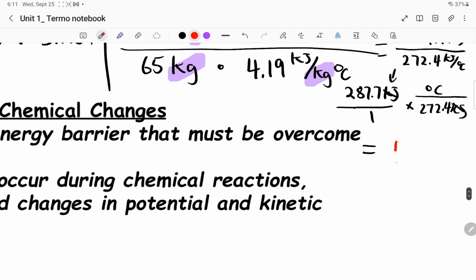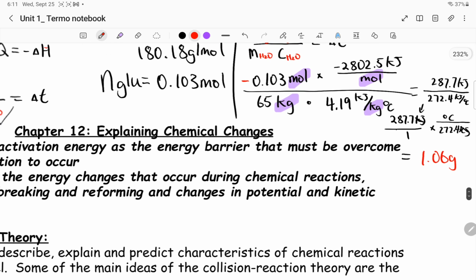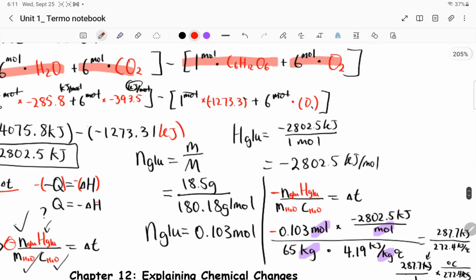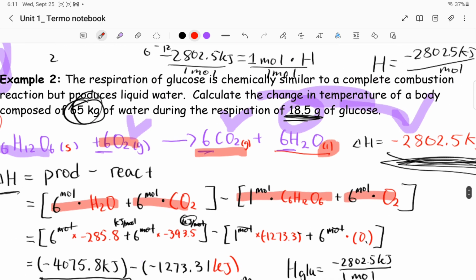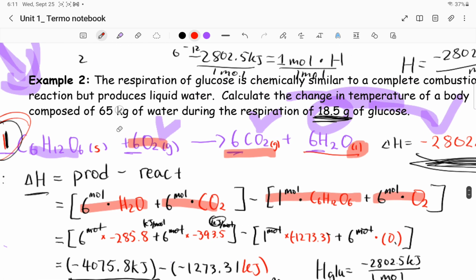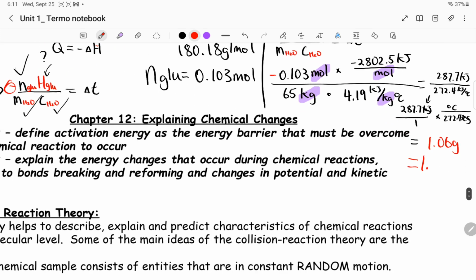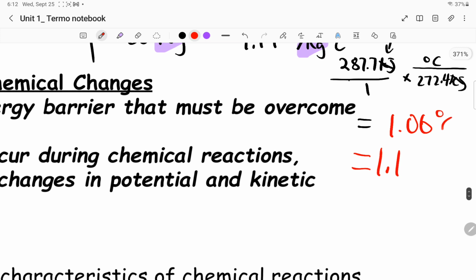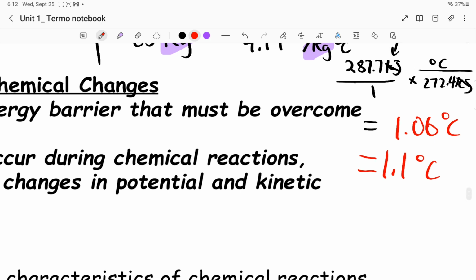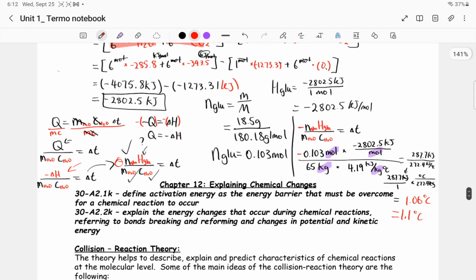And we will get around 1.06 grams. All right, so again, we need our sig digs. We have 2 sig digs, so it's going to be 1.1 grams Celsius as our final answer. All right, so again, quick review because it was a bunch of stuff.